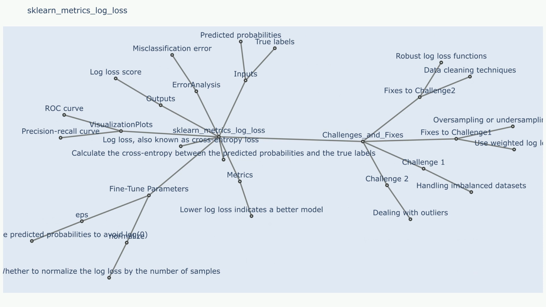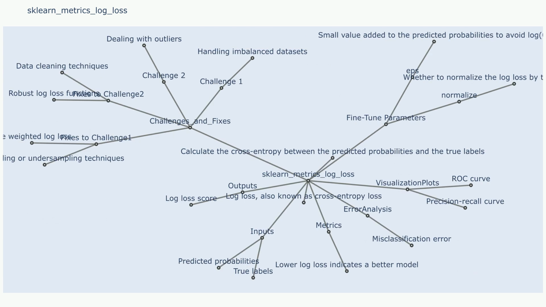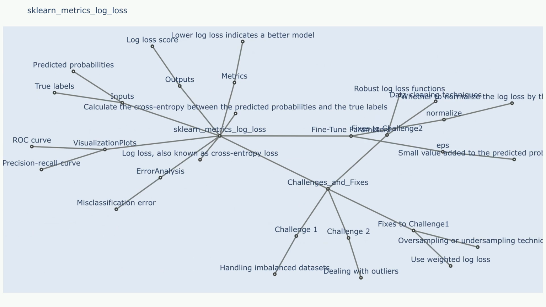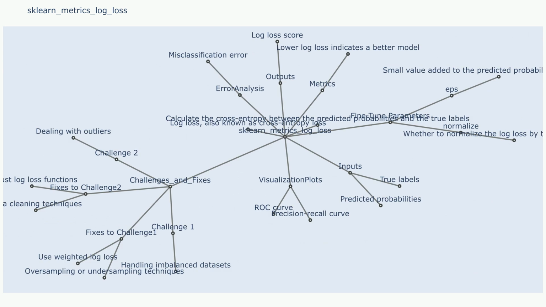Logloss: the log loss value for the given predictions and true labels. This is a single float value that represents the average negative log likelihood of the predicted probabilities. Steps: calculate the negative log likelihood of each predicted probability for each data point. Average the negative log likelihood values over all data points.